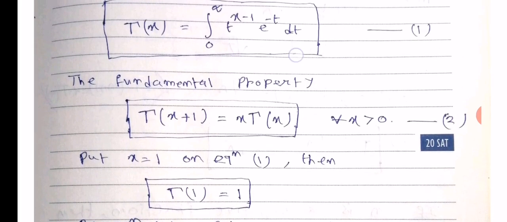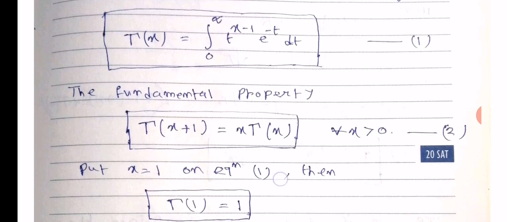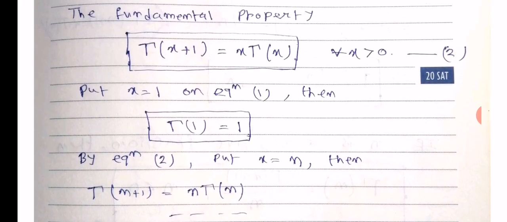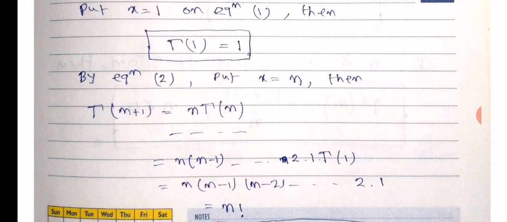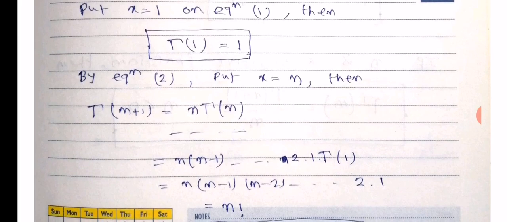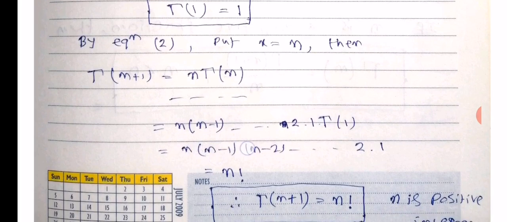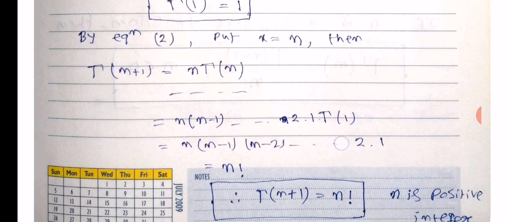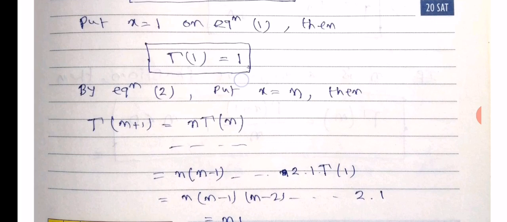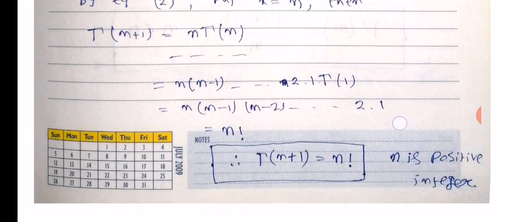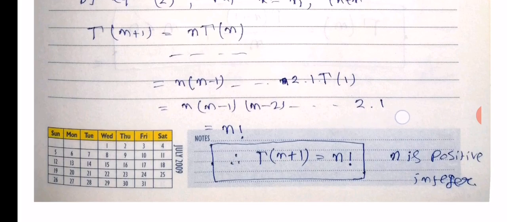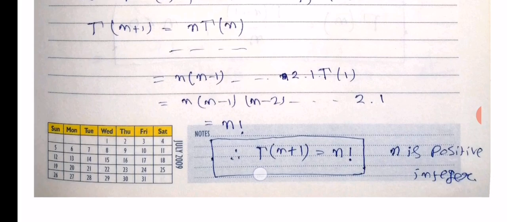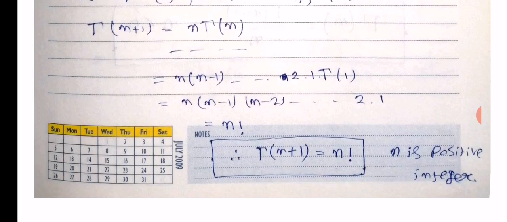Similarly, substitute x equal to n in equation 2. So you will get gamma of n plus 1 equal to n gamma n. After so many steps, you will get n minus 1, n minus 2, similarly 2, and then 1 gamma 1. Gamma 1 value you got already, gamma 1 value is 1. So if you put that, you will get n, n minus 1, n minus 2 up to 2 and 1. So it is n factorial. So gamma of n plus 1 we can write as n factorial, where n is a positive integer.